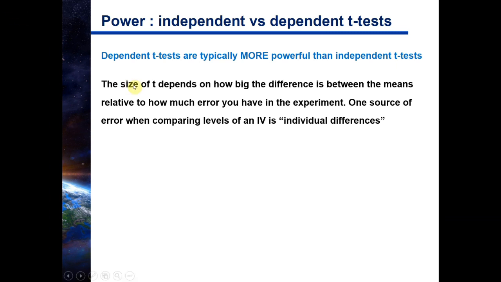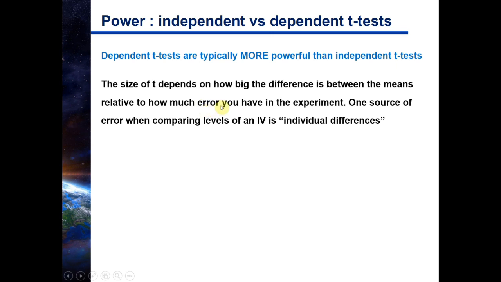When we calculate a t, that's the test statistic for a t-test, not only are we looking at the difference between the two means, the mean for group 1 and the mean for group 2, but we're also looking at how much error we have in our experiment. In other words, we compare the difference between mean 1 and mean 2 relative to our error term. What's contributing to error in an experiment?